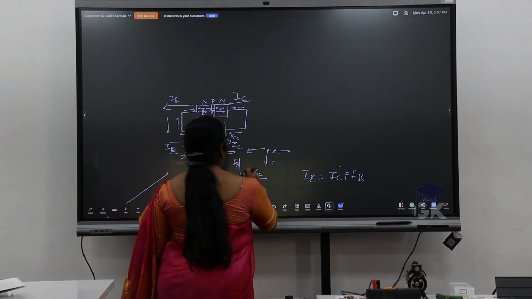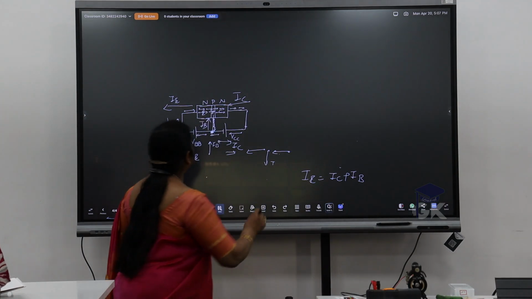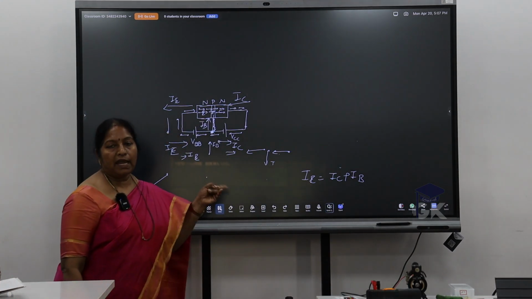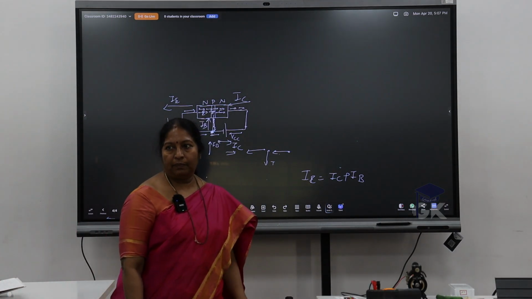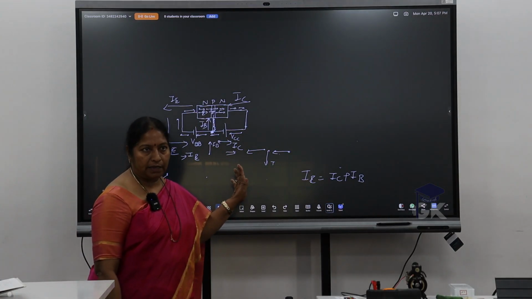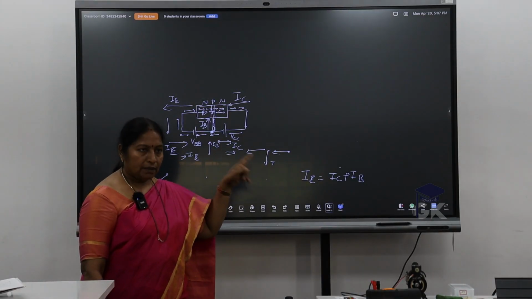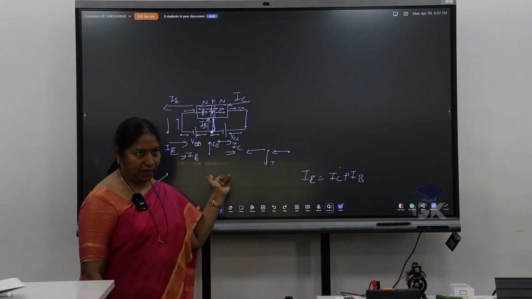Coming to this, I just wanted to know what is the direction of current here into the emitter. Away or towards? This is an NPN transistor, right? Is it away or towards? The current is away.